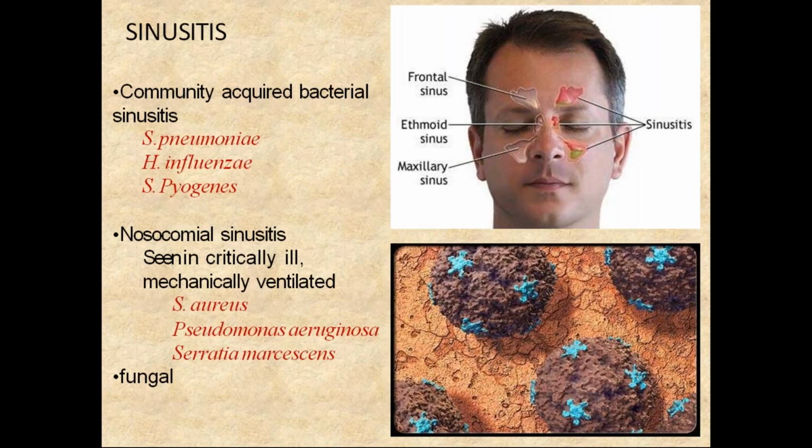Next one, sinusitis. Have you heard this name? This is the most common type of upper respiratory tract infection. Sinusitis may be community acquired as well as nosocomial type. Community acquired is usually caused by bacterial agents such as Streptococcus pneumoniae, Haemophilus influenzae, and Streptococcus pyogenes, whereas nosocomial is caused by Staphylococcus aureus, Pseudomonas aeruginosa, and Serratia marcescens. Others are fungi. All types of molds and yeast may cause an allergic reaction, which can lead to sepsis.